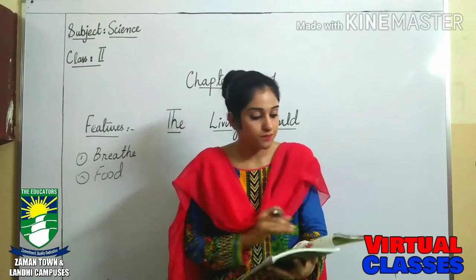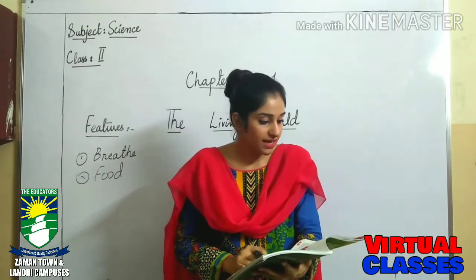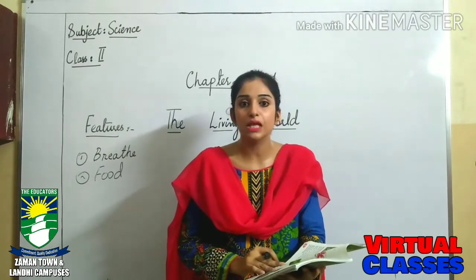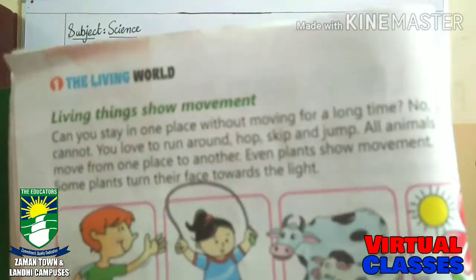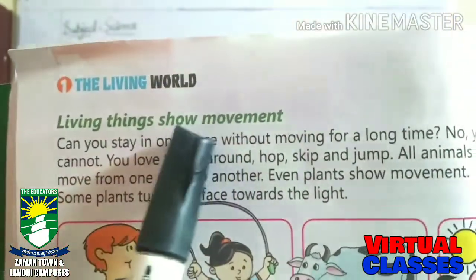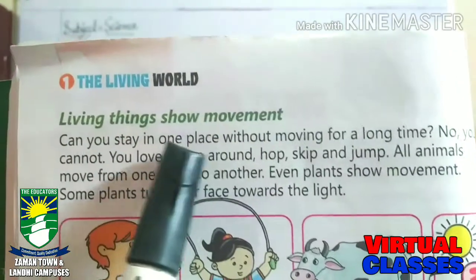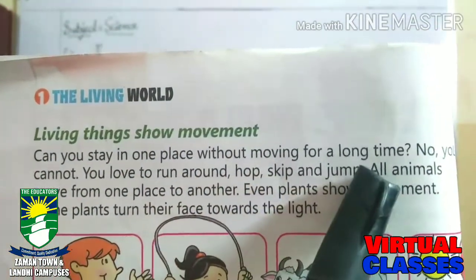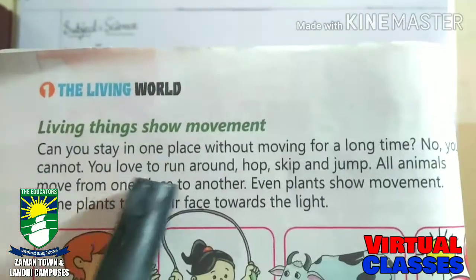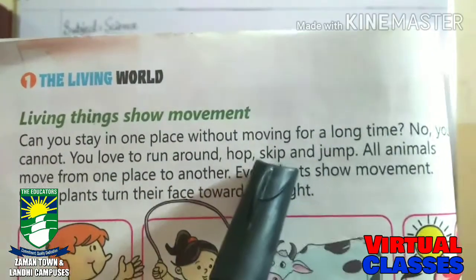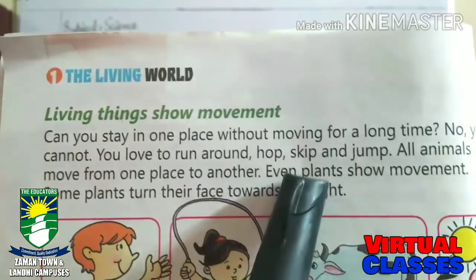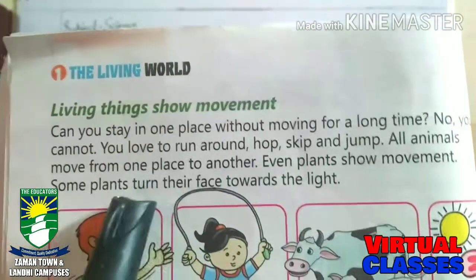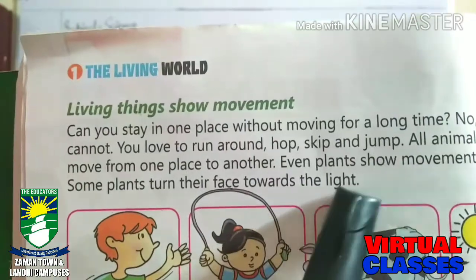Open page number 6. Put your finger on the first line. Living things show movement. Number 3. Look at this book. Living things show movement. Okay, can you stay in one place without moving for a long time? No, you cannot. You love to run around, hop, skip and jump. All animals move from one place to another. Even plants show movement. Some plants turn their face towards the light.